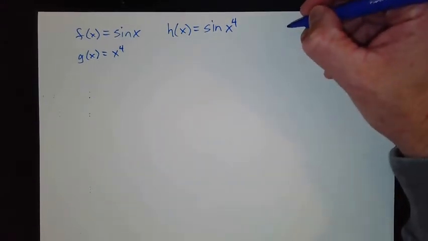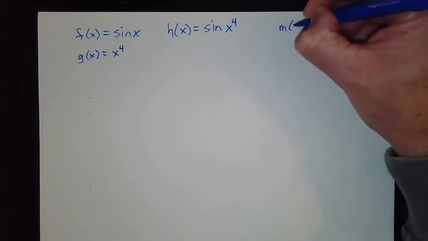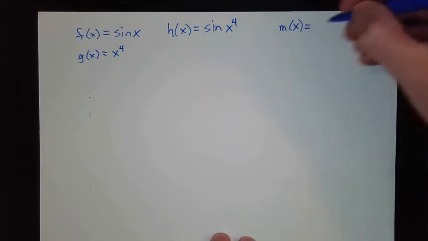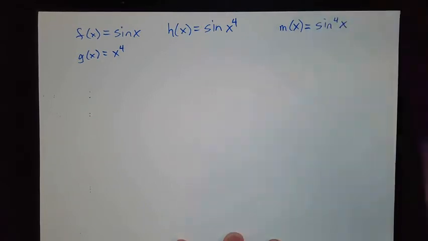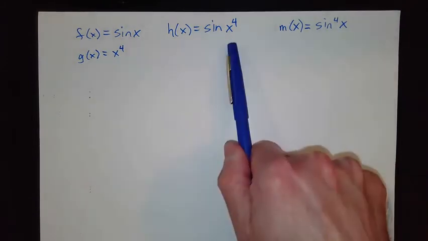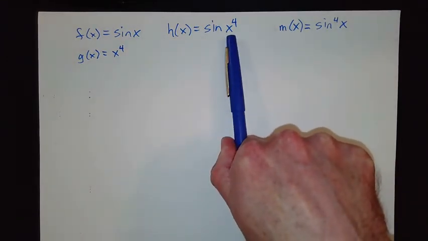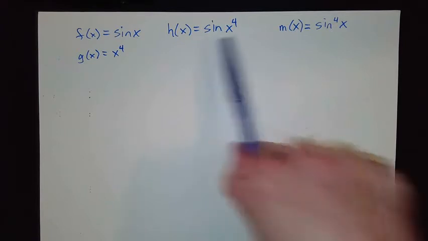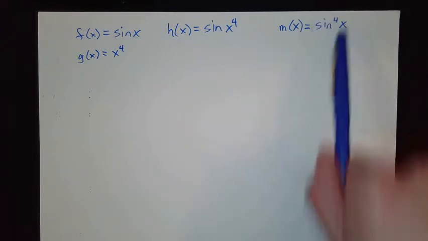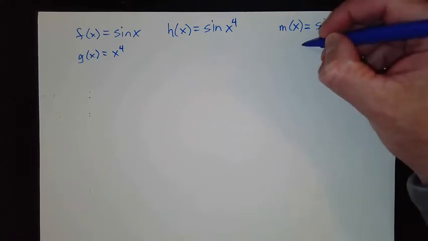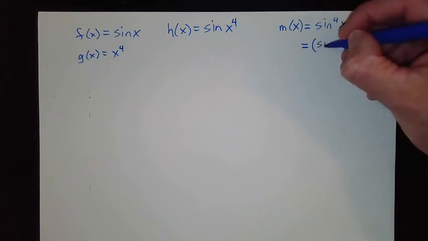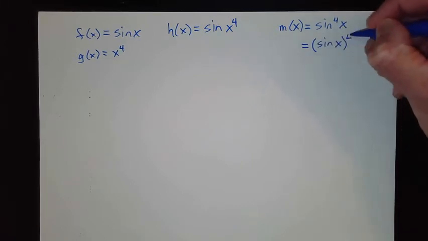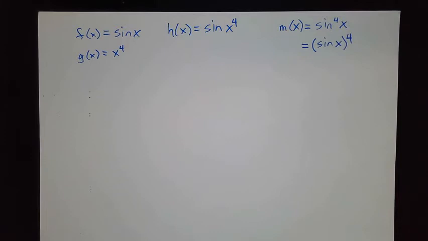And then let's go with m of x, just thinking of different letters that I haven't used yet. Let's let m of x be sine to the fourth of x. So this one says let's raise x to the fourth power and then do sine of that. This one says let's do sine of x and then raise it to the fourth power, which, by the way, reminder of notation, some of you may be a little bit rusty on this. When I say sine to the fourth of x, that's the same thing as sine of x to the fourth power.